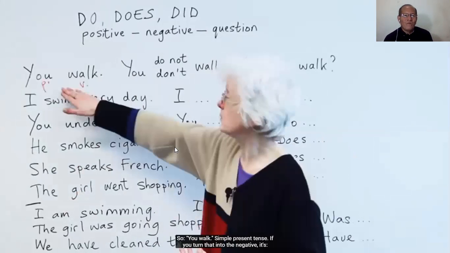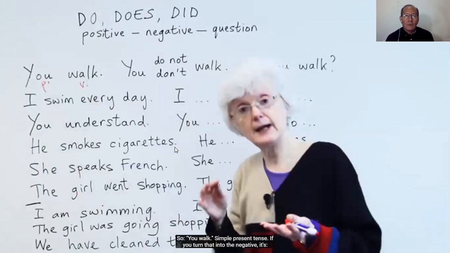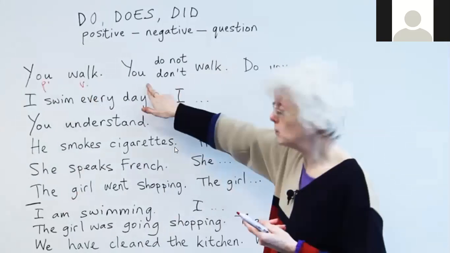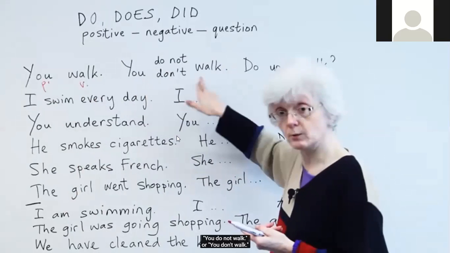Okay. So you walk, simple present tense. If you turn that into negative, it's you do not walk, or you don't walk. How to say you not walk?